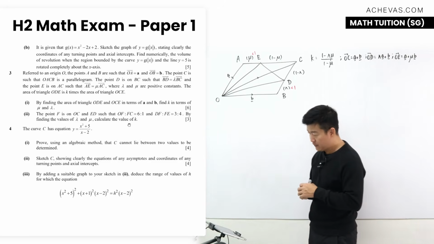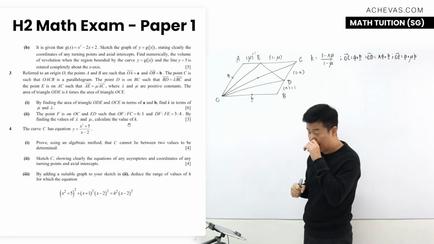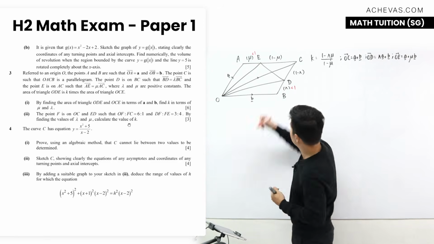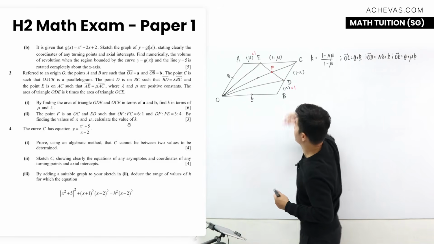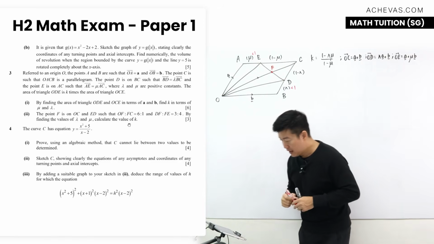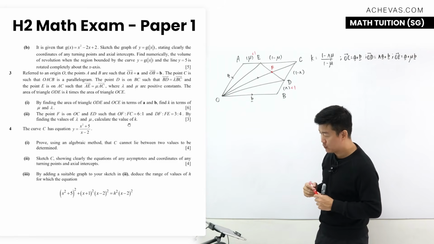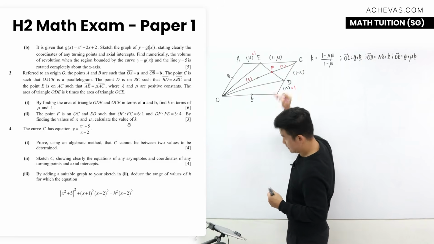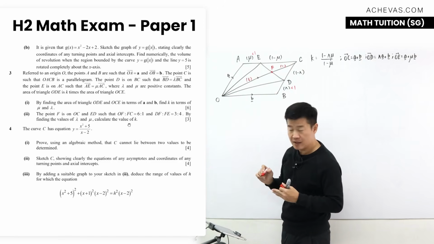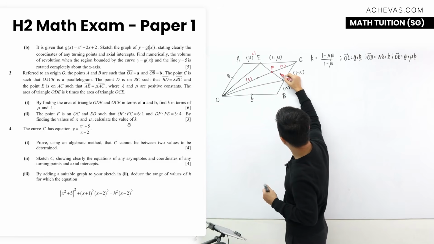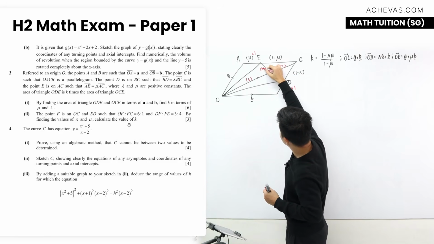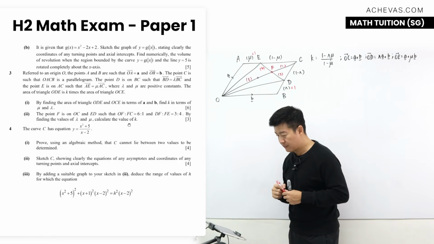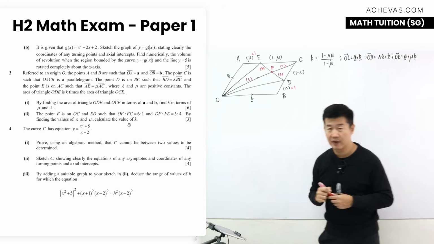The second part, F is a point that is on OC and ED, informs me that F must be the point of intersection between the two lines. And it is also given to me that OF is to FC is 6:1, and DF is to FE is 3:4. Okay, we have this. And we want to make use of this to try to find the values of lambda and mu, and we want to calculate the value of k.